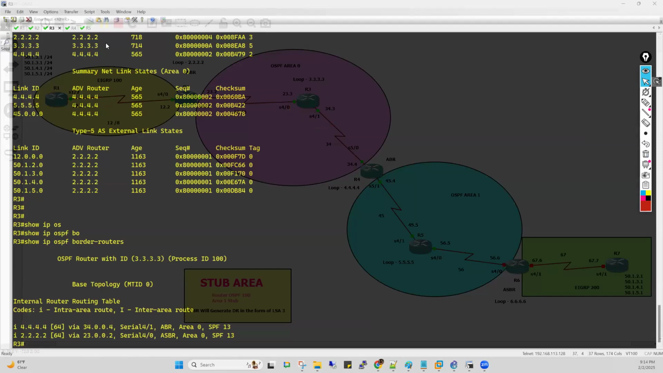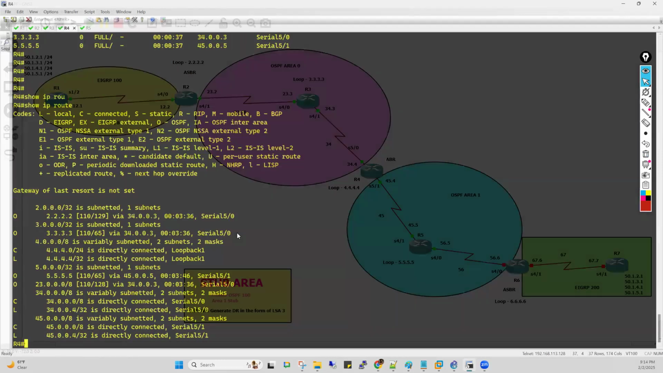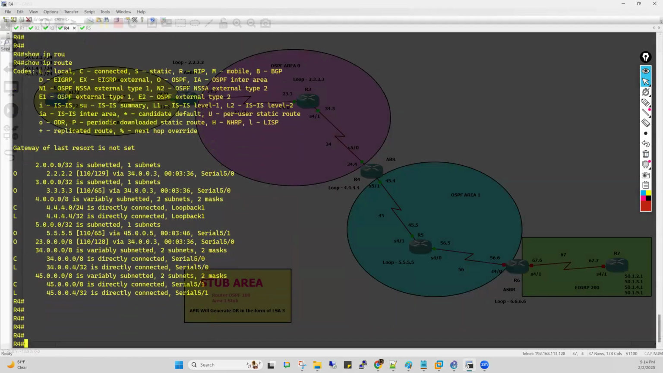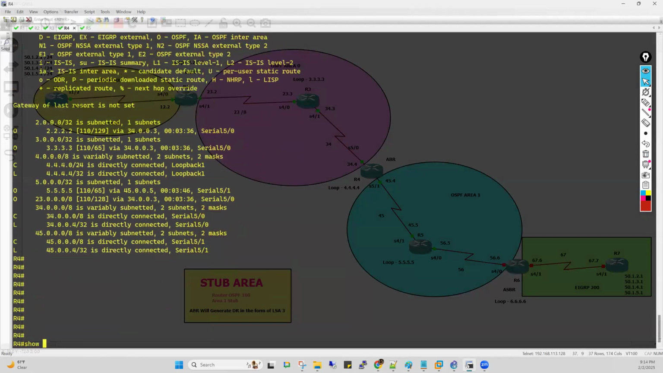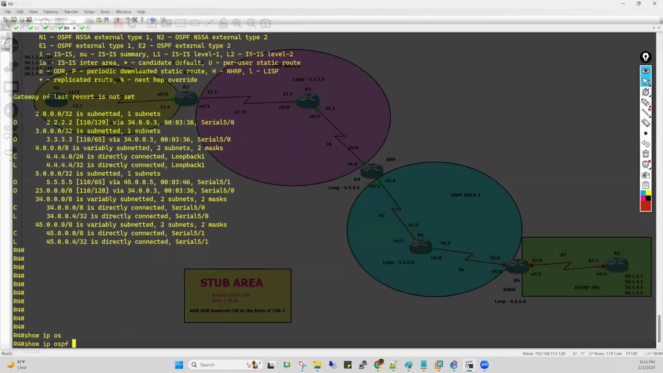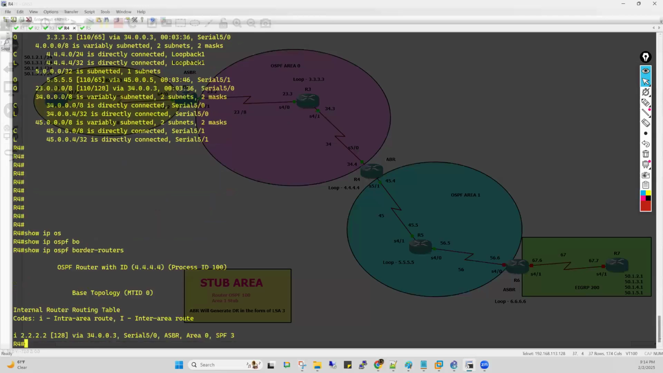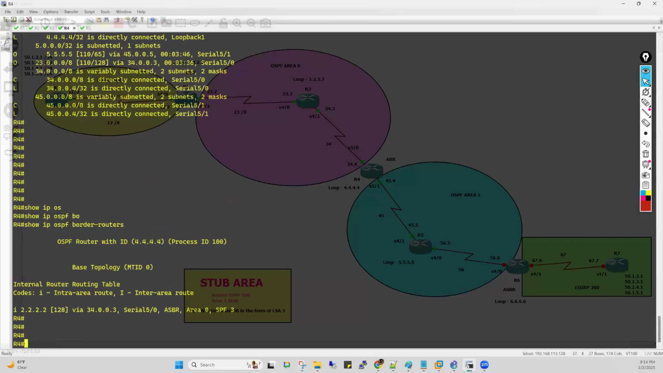Clear? Okay, cool. Now I hope this is clear to all of you. Now come to R4. On R4, first of all, I am writing the same command: show IP OSPF border router. What am I getting on R4? Who is ASBR? R4 already knows now who is ASBR.